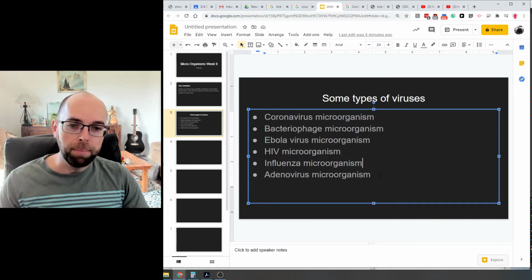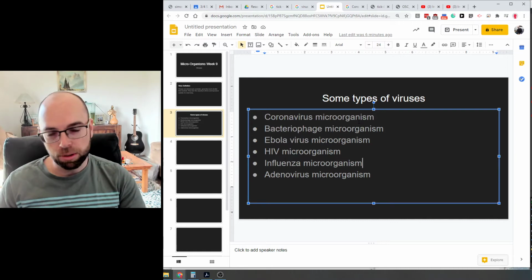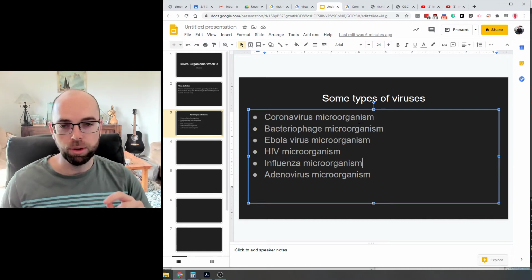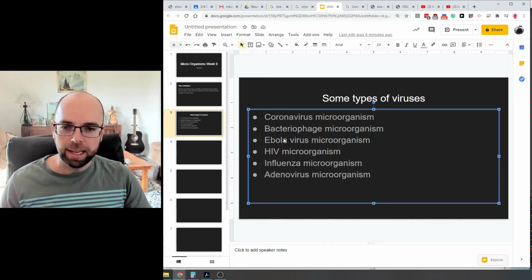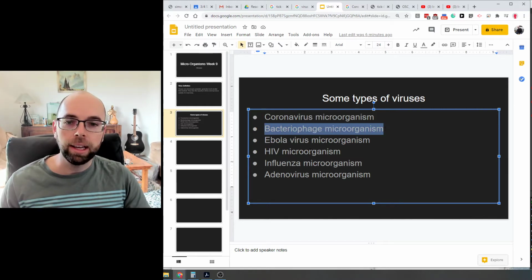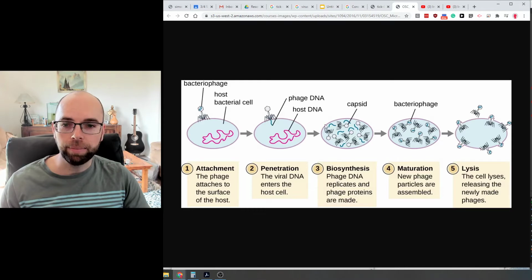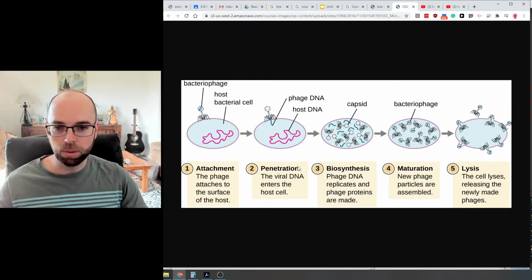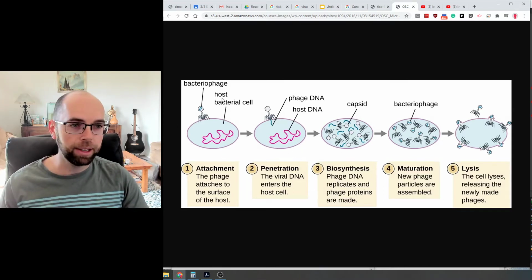Now, I purposely haven't put pictures to these because I'm going to get you guys to put pictures for them soon. But I'm going to take one here, this bacteriophage. I've got a little diagram here to explain this one a little bit more. Bacteriophages look like these funny little spider things. You guys can find a better picture of it soon.